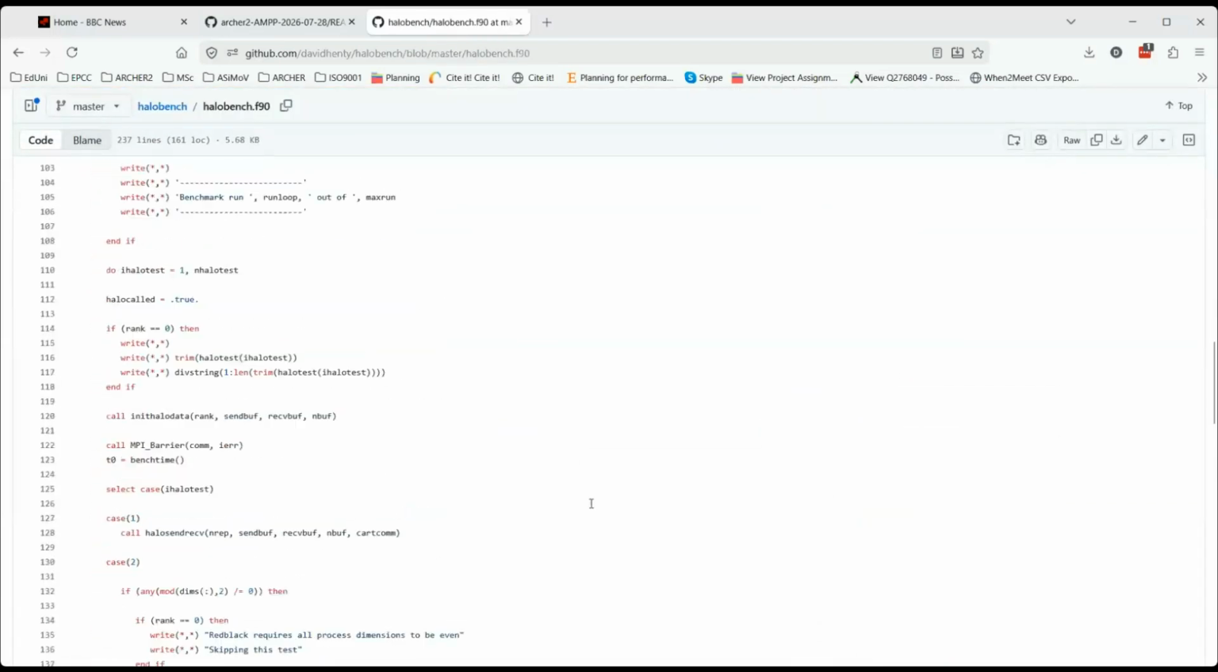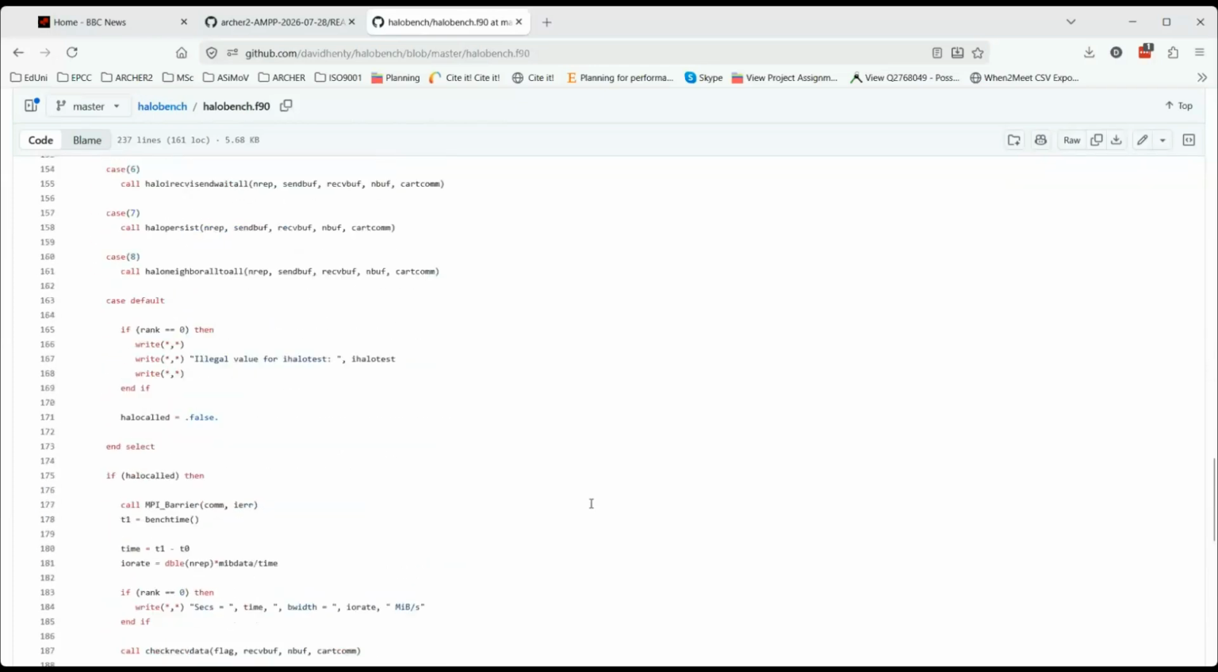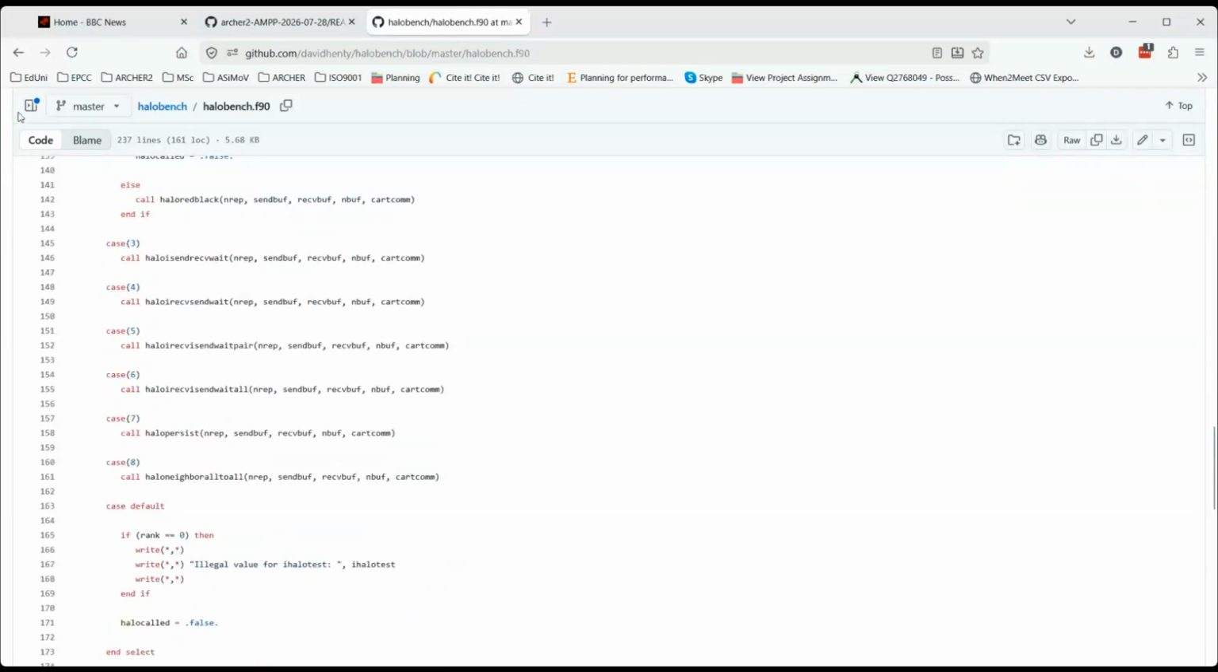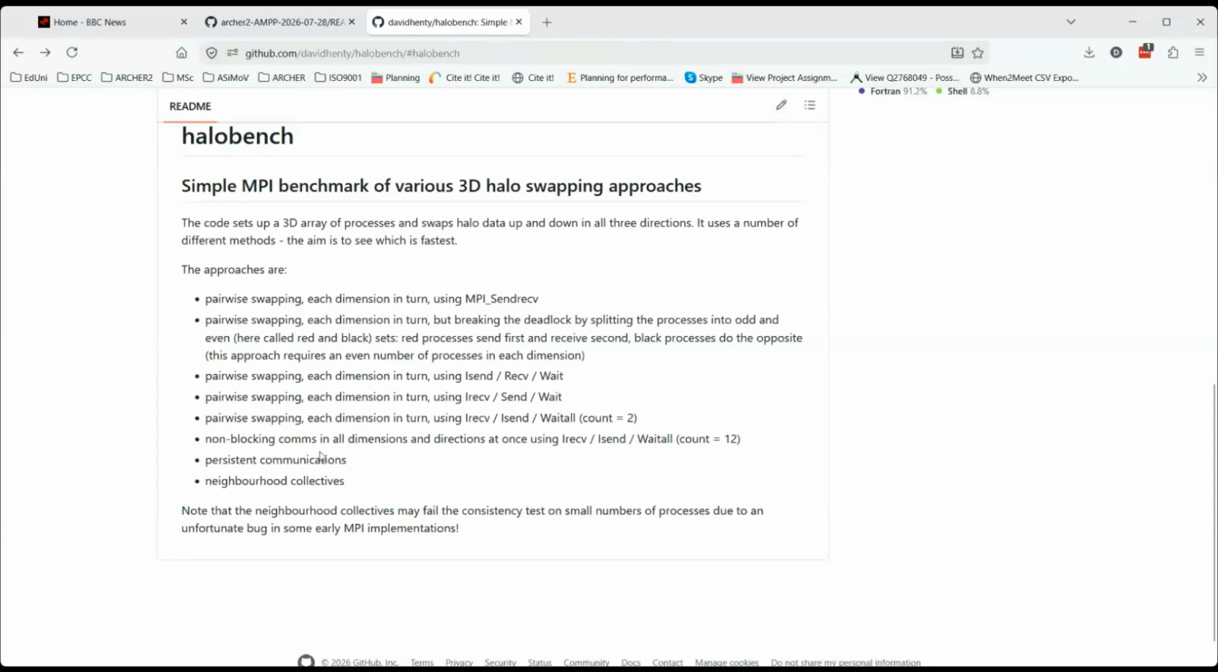The code is hopefully reasonably clear, but it's my code, so it's pretty naive. You can look at the code if you want, but this is what it does. We can run it and see which is the fastest. Now, I know what the results are on ARCHER2, but hopefully it will be interesting to run on your own, on other machines, and see if these results are consistent.